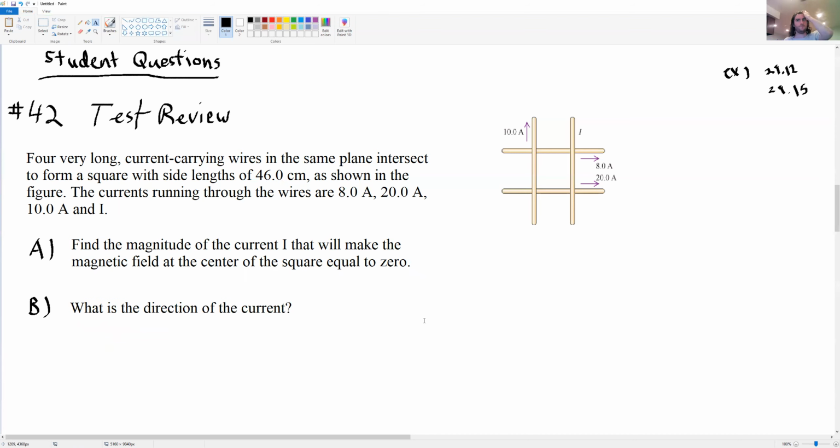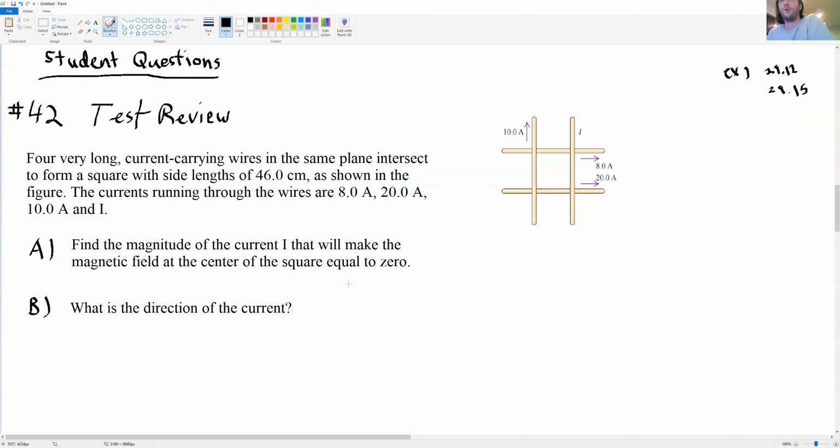Okay, there we go. That's what we're dealing with here. So find the magnitude of the current that will make the magnetic field at the center of the square equal to 0. Oh, excuse me. Got the hiccups now. All right, what are the chats here? Okay. Just two students who need to get a room.